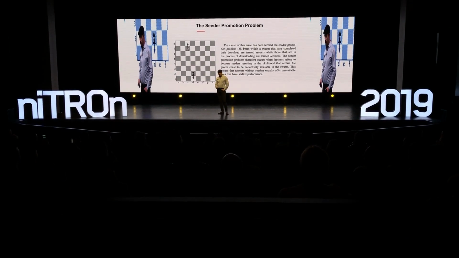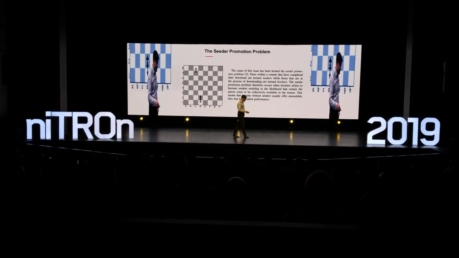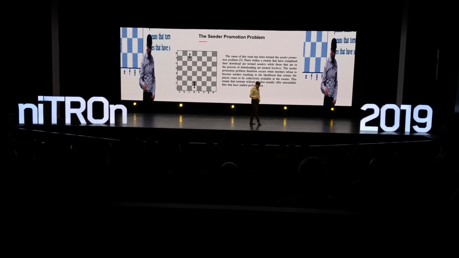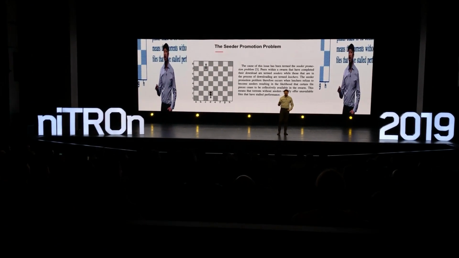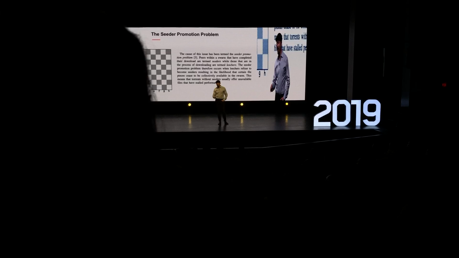The problem of unavailability is caused by the seeder promotion problem. When you have a pawn and it's about to enter the last rank of the chessboard, it has the ability to promote to a queen. And queens have a lot more power. There's huge upside for a pawn that enters that rank.